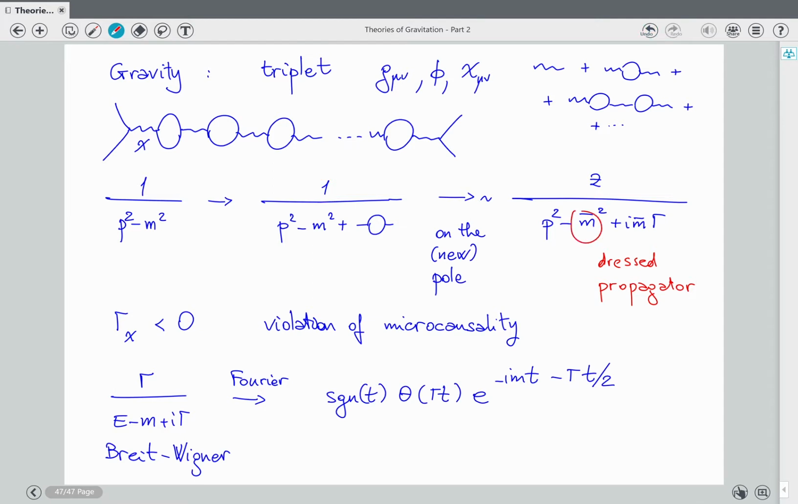You will have a new mass, of course, and then you will have possibly an imaginary part. So this is the general form of the dressed propagator, which gives the Breit-Wigner formula in the static case. By the way, there is no gamma here. The correct formula is that the Fourier transform I've written is the Fourier transform of this expression.